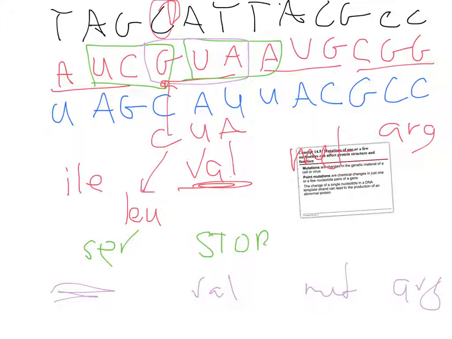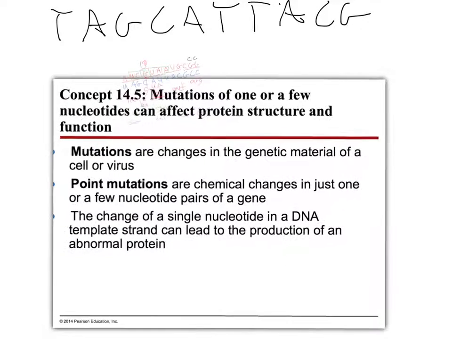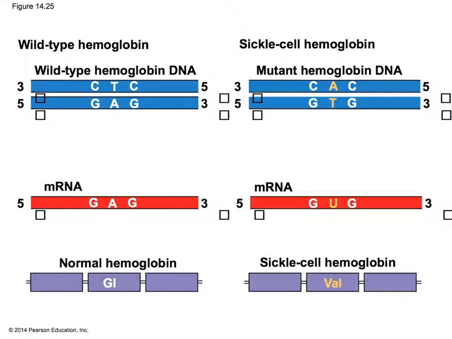Especially point mutations in that third nucleotide of the codon, they can be masked. Meaning that because of the wobble effect, the fact that that last codon can code for the same amino acids, that change might not lead to a change in the protein. They could be evident or they could actually be hidden. So a single nucleotide in the DNA template strand could lead to the production of an abnormal protein.